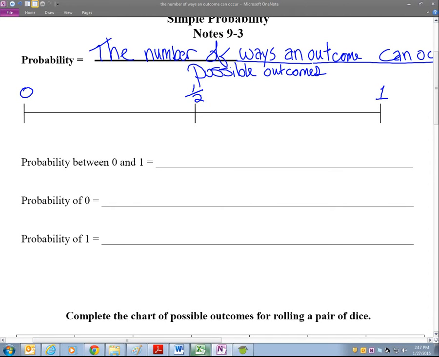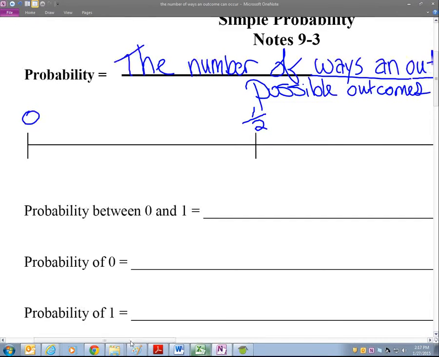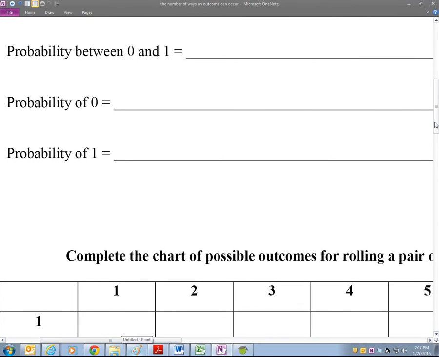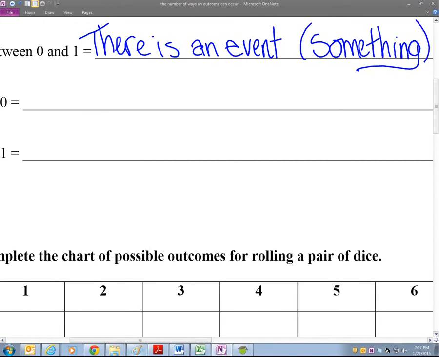Now, when you have the probability between 0 and 1, that's just acknowledging that there is an event. There's something. There is an event, something, just something.